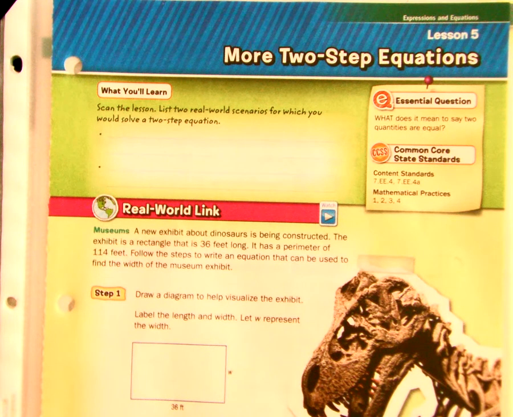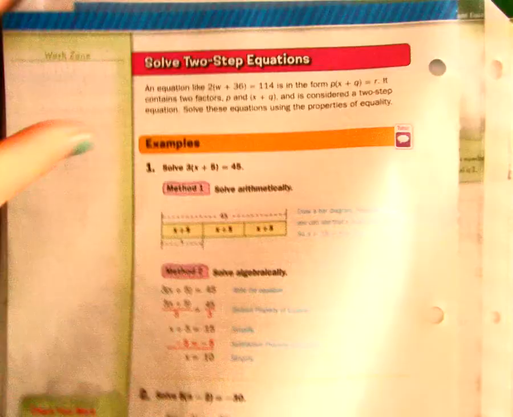Lesson 6.5, more two-step equations. Okay, if we look at example A, this is another example of a two-step equation. So we have 2 times the quantity x plus 4 equals 20. Now there's 2 different ways we can solve these. I'm going to use method 1 first.